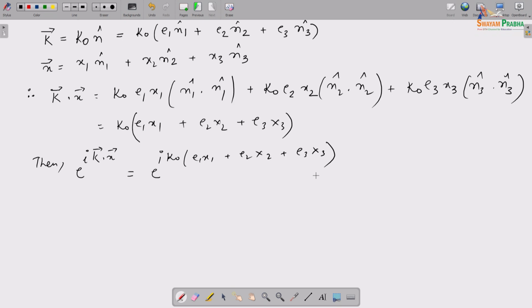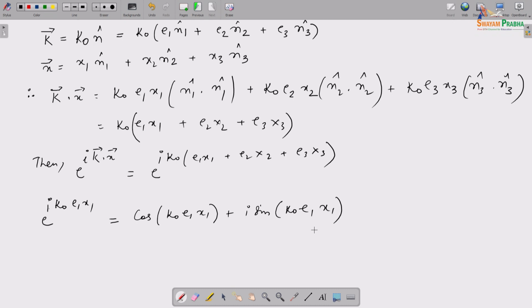Well, as you know, this is math I hope you can remember. e to the power i k naught e1 x1 is equal to cos(k naught e1 x1) plus i sine(k naught e1 x1). Okay, so we can write that, right?